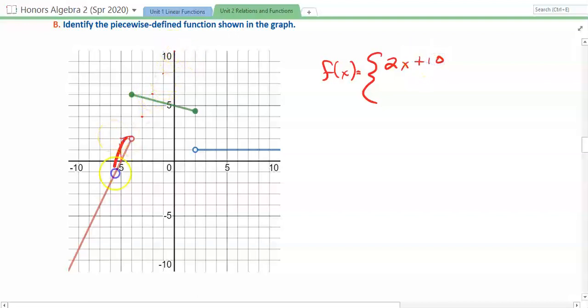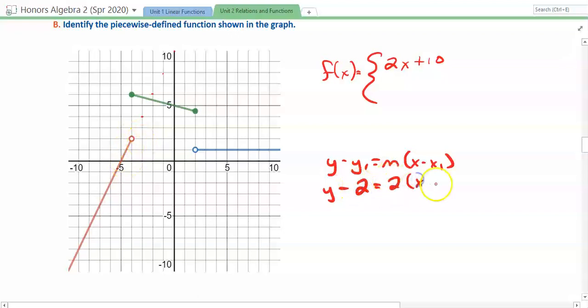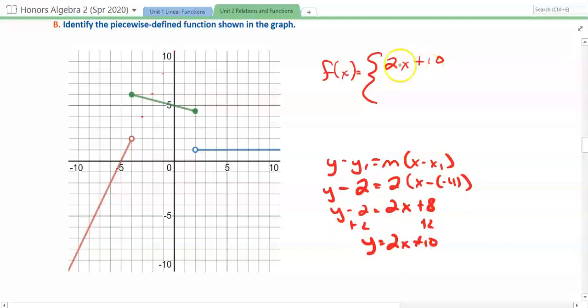Now remember, I could do this a different way. We could take this to point slope form, y minus y sub 1 equals m times x minus x sub 1, and I could do y minus, this point is at negative 4, 2, so there's my 2. We said my slope was 2, x minus the negative 4. y minus 2 is equal to 2x plus 8, double negative becomes positive, times 2 is 8, and then add the 2, and we get y equals 2x plus 10, which is what we had up there. Okay, so the first piece checks out.